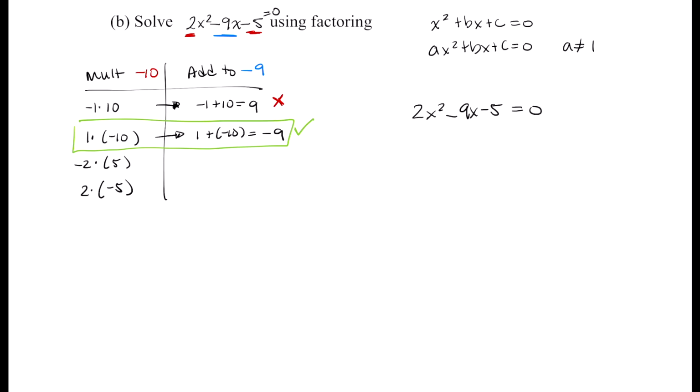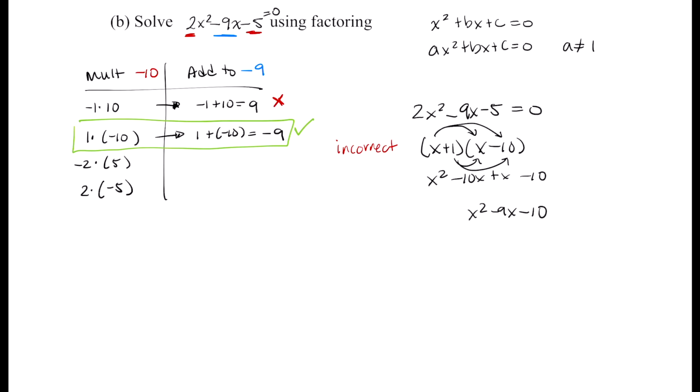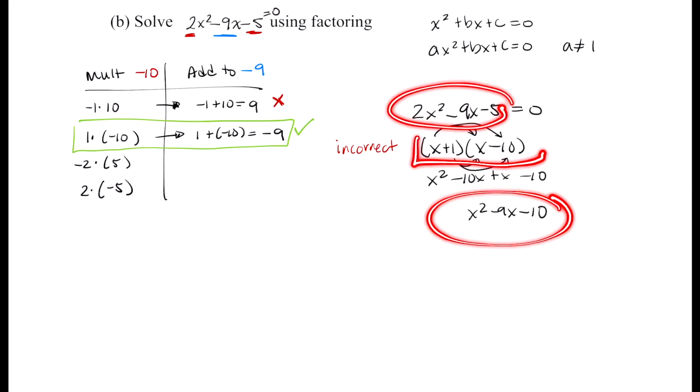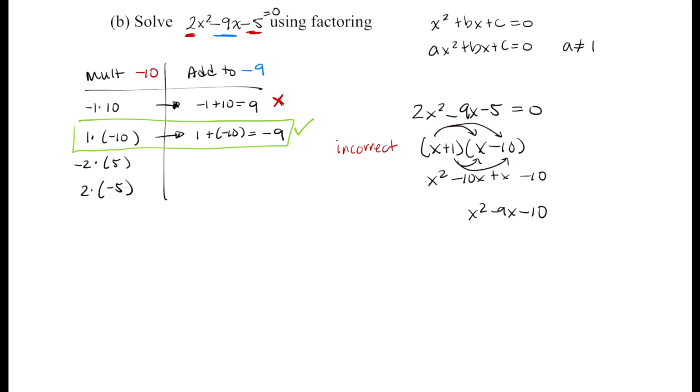It would be incorrect to write x plus 1, x minus 10. Why is that? Let's multiply this out. This gives me x squared minus 10x plus x minus 10, which is x squared minus 9x minus 10. This quadratic does not match this quadratic, which is why this is incorrect. So in the case where the leading coefficient a is not equal to 1, excuse me, I accidentally said 0 when I meant 1 just a second ago.